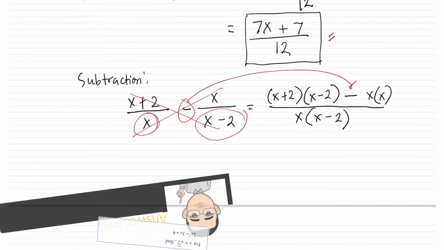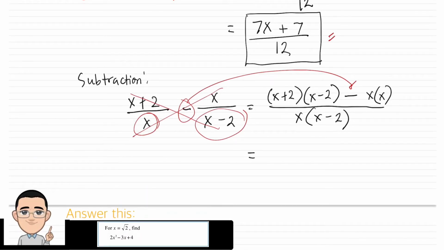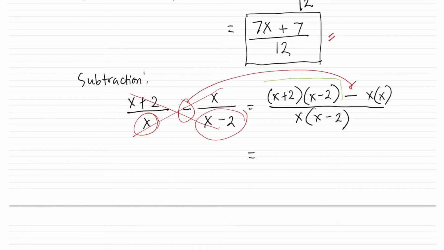Now what we're going to do is simplify. For the first thing here, you use the FOIL method. So the answer would be x squared minus 2 squared, or minus x squared over, this becomes x squared minus 2x, correct?